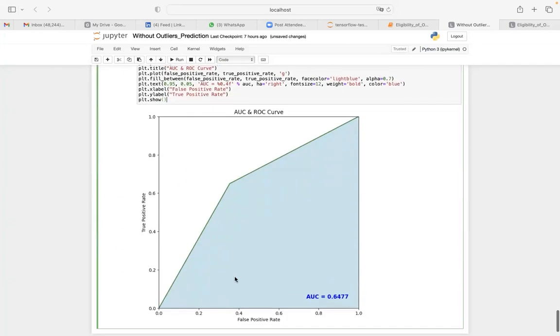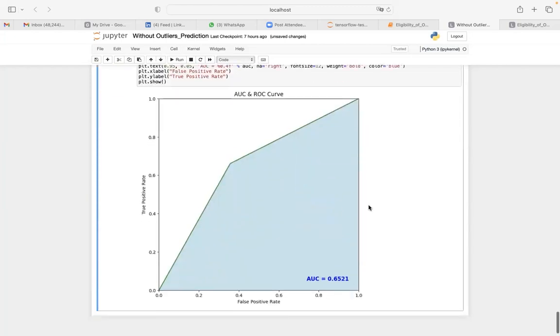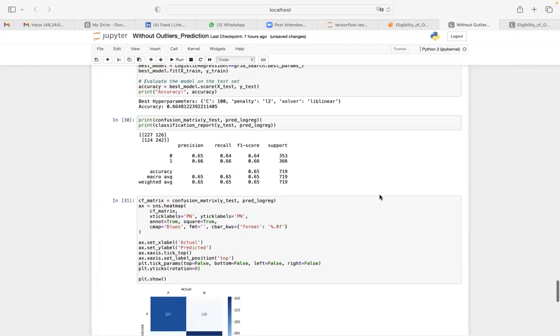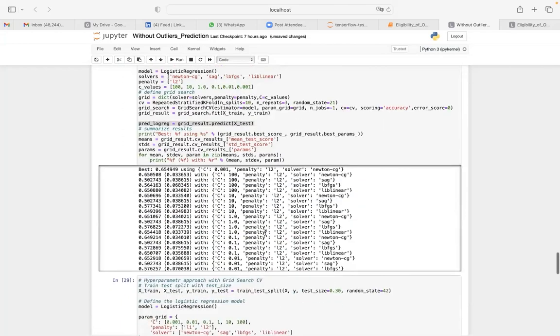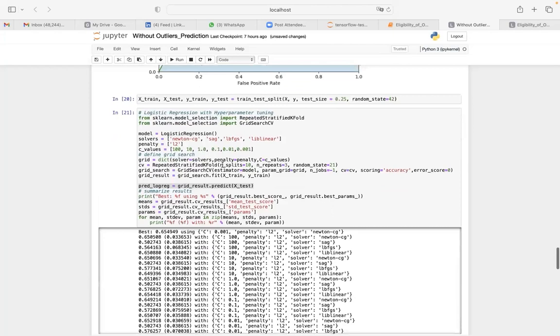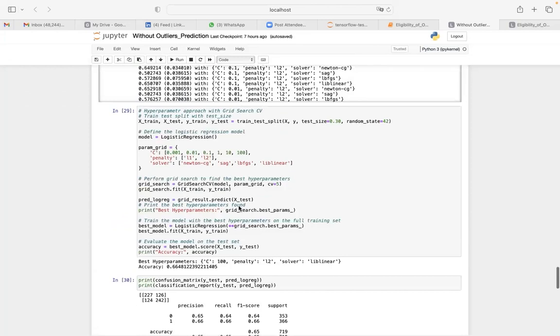Right now the AUC is 0.64. I don't think it will make a lot of change. 6.5, just a 1% increment when you change the regularization option. So here we are giving only the L2 regularization penalty factor, and here we are giving L1 and L2 both.